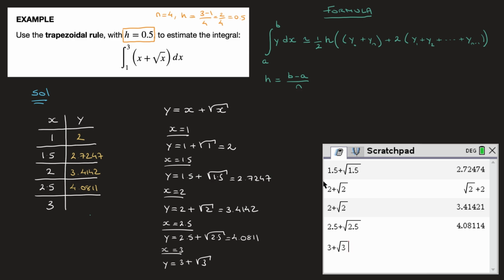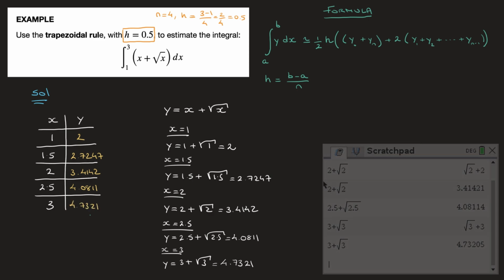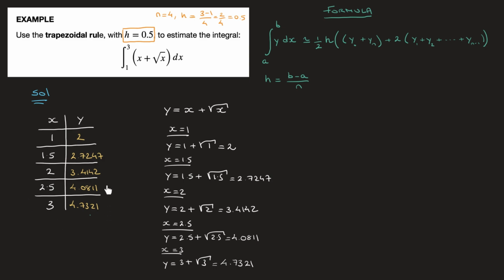And again, I feel that it might give us the exact value. Yes, it did. So I'll quickly turn that into a decimal again, like so. And rounding that answer to 4 decimal places gives us 4.7321. And I quickly copy that in my table, 4.7321. Okay, now that our table is complete, we're ready to use this formula to approximate the integral.